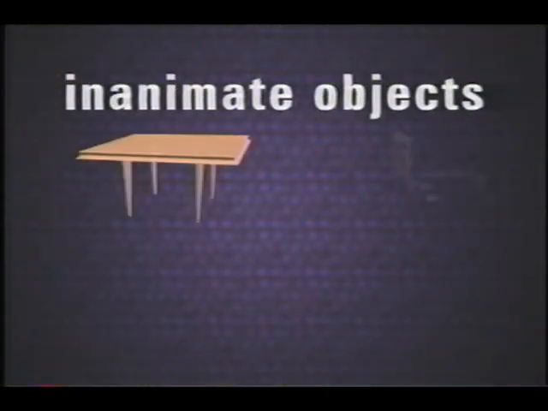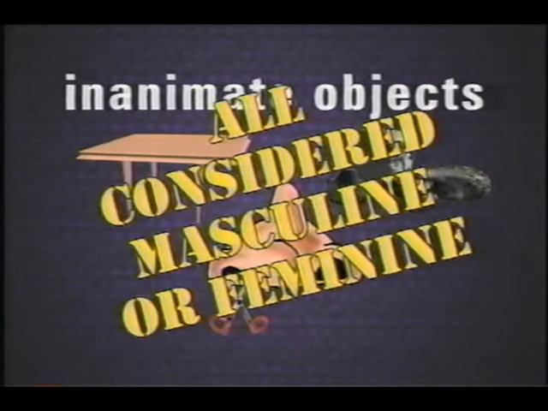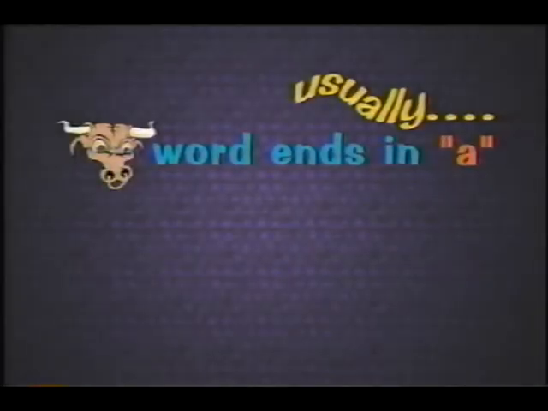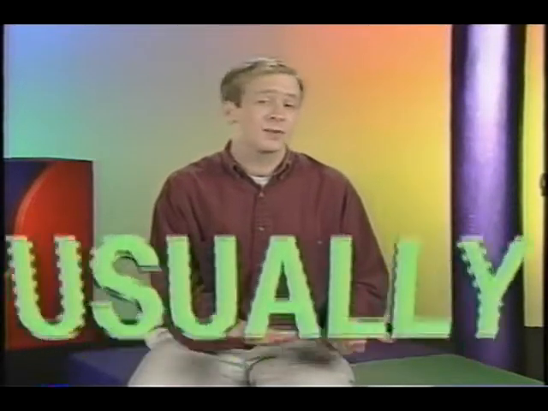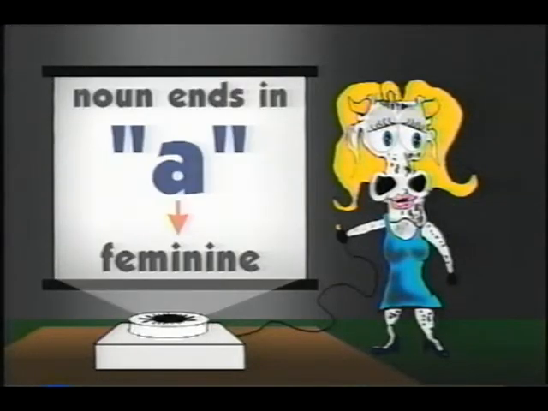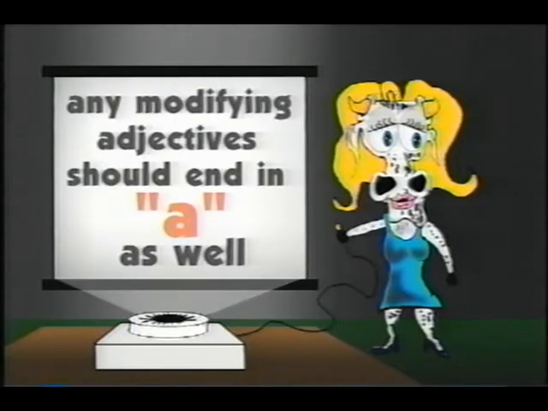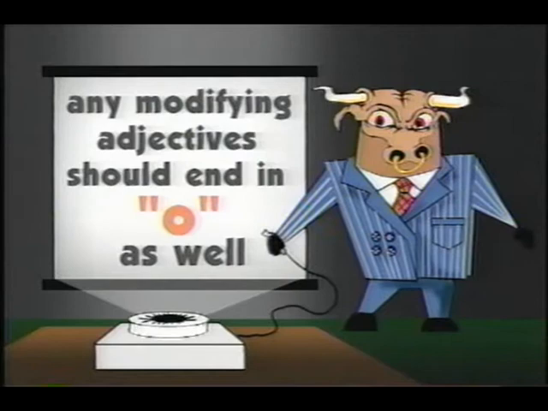Inanimate objects like tables, rocks, and nose hair clippers are all considered either masculine or feminine. Usually, if a word ends in A, it's feminine, and if it ends in O, it's masculine. I say usually because you know there are exceptions to every rule. Well, almost every rule. Anyway, for now, just remember: if the Spanish noun ends in A, it's feminine, and any adjectives you use to modify it should also be feminine and end in A as well. If a noun ends in O, it's masculine, and any adjectives you use to modify it should also be masculine and end in O.